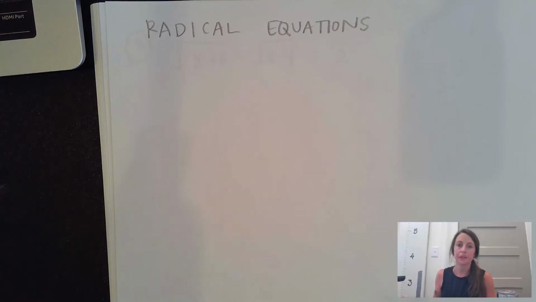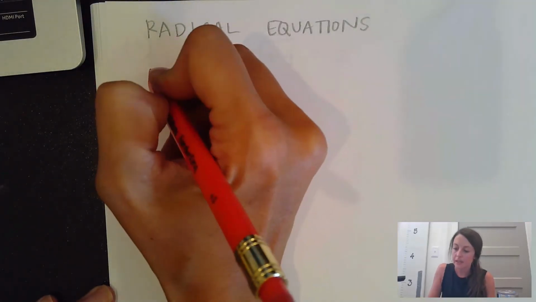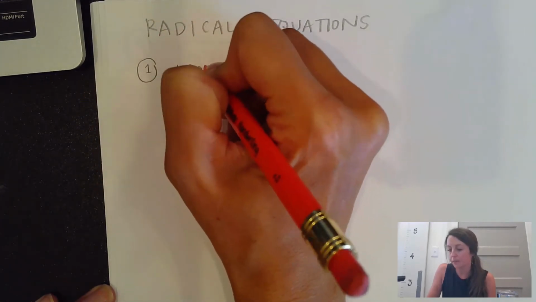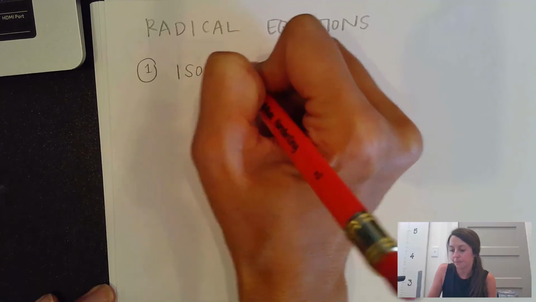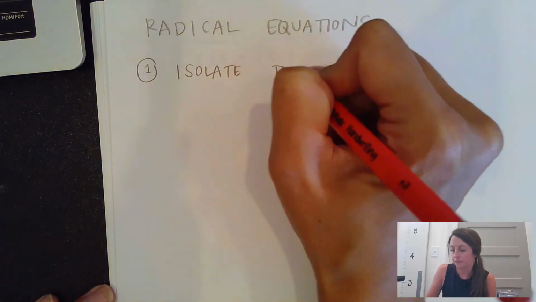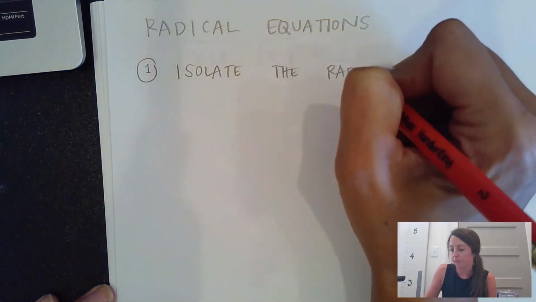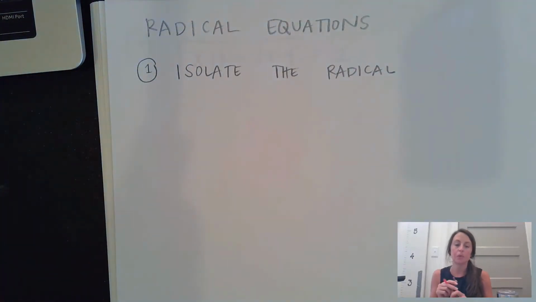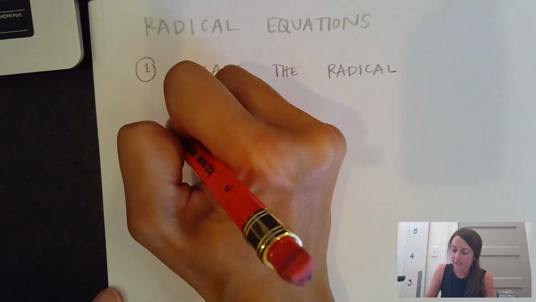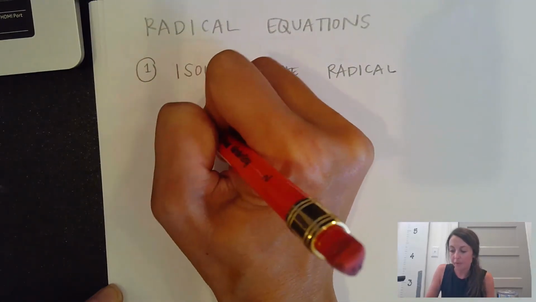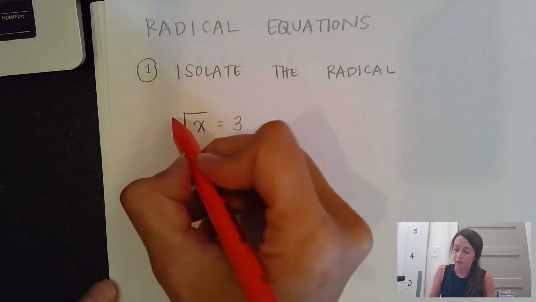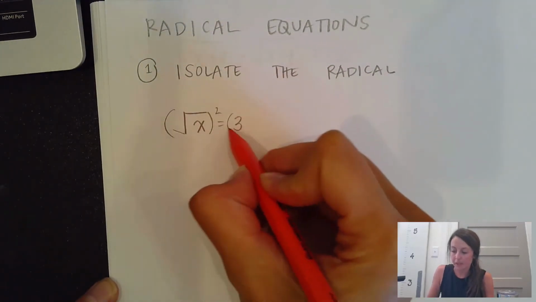Alright, so today we're going to look at radical equations. The first thing you want to do is isolate the radical. Then, when you isolate the radical, if it's just the square root, like this, then you will square both sides.